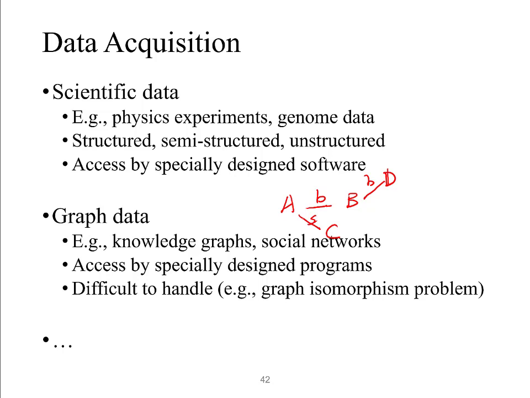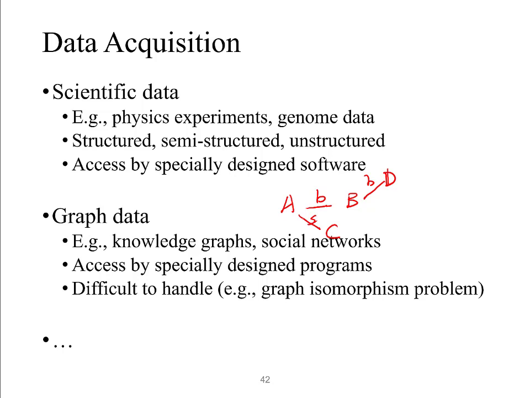Social networks. We can use a graph structure to represent follower-followee relationships, where the nodes are entities or users, and the edges are the links between the users. So if we want to obtain data from graphs, we need to access them by specially designed programs, and also the graph data is difficult to handle.